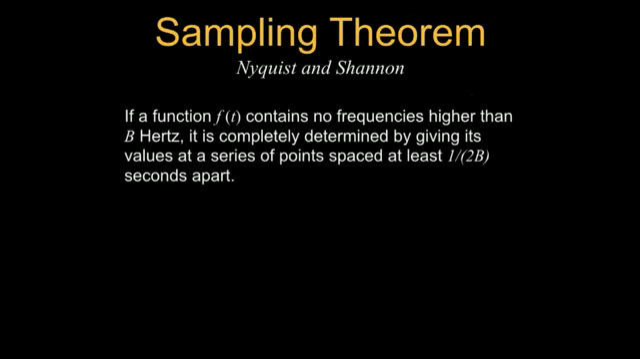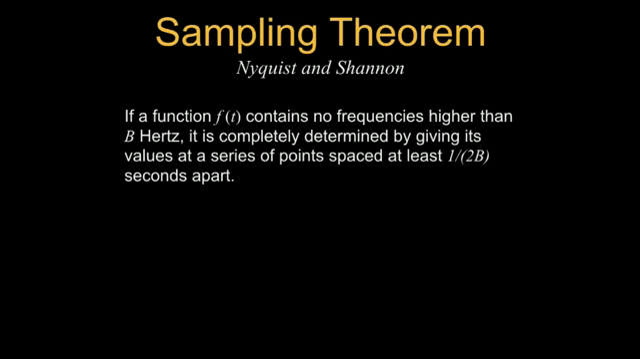So many years ago, at the start of the mid-20th century, two important people, Nyquist and Shannon, actually worked on this problem. It was very important as people were making the leap from analog to discrete and digital. They posed a theorem that if a function contains no frequencies higher than b Hz, it's completely determined by giving its values at a series of points spaced at least 1/2b seconds apart.